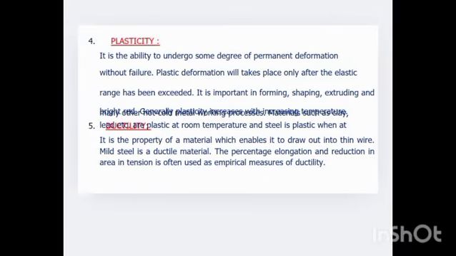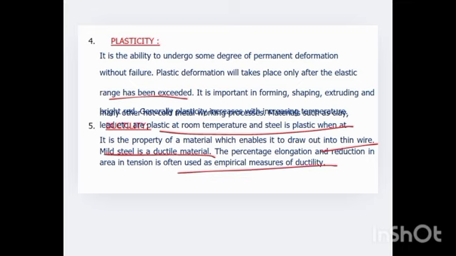Plasticity. Plasticity is the ability of a material to undergo permanent deformation without breaking. Plastic deformation occurs after the elastic limit is crossed. Then, ductility. Ductility is the ability of a material to be drawn into thin wires. Mild steel is a ductile material. Ductility is measured by percentage elongation and reduction in area during tensile testing. Materials with high ductility can undergo large deformation before breaking.